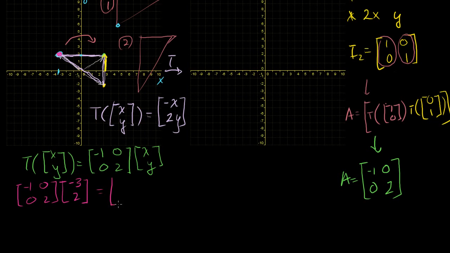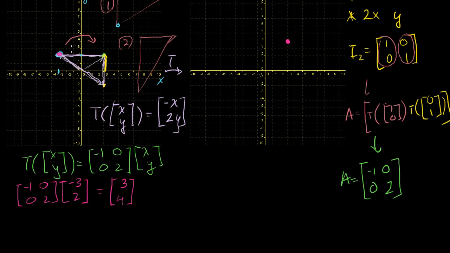Well, this is just a straight up matrix vector product. Minus 1 times minus 3 is positive 3, plus 0 times 2. So plus 0. So this is 3. And then 0 times minus 3 is 0, plus 2 times 2. So it's 3, 4. So that point right there will now become the point 3, 4. It now becomes that point right there.